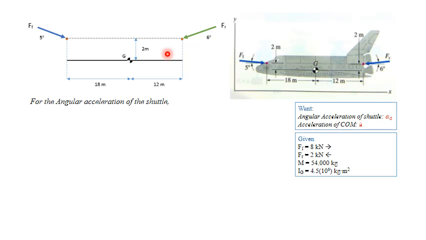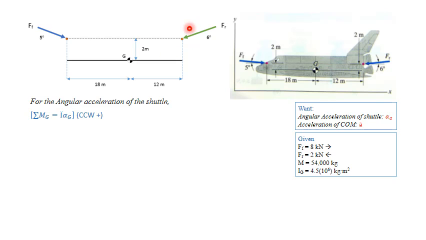Okay, so for the angular acceleration of the shuttle, we know that the angular acceleration is directly related to the sum of moments about G, as well as the mass moment of inertia. So that's our equation for rotational motion. Now for the following analysis, we need to give a sign convention, so we're going to make counterclockwise the positive.